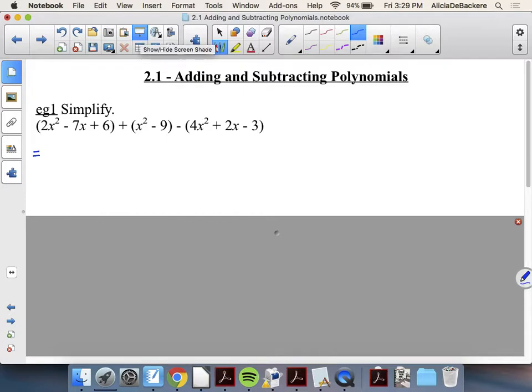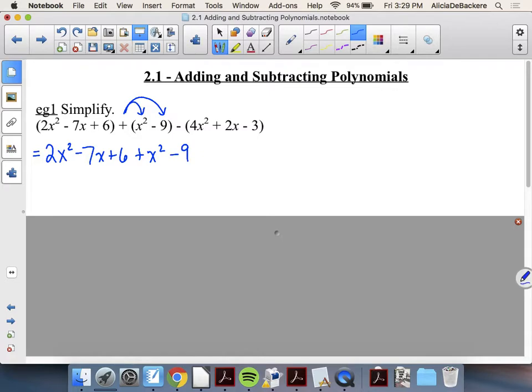So the first thing that I need to do to get rid of the brackets is to distribute the sign in front of the bracket throughout all of its terms. So here I'm adding all of these terms in the second bracket. So I'm just going to rewrite the first polynomial without the brackets. And then I'm going to add everything in the second bracket. So I'm adding x squared, and I'm adding negative 9. Now adding a negative is just the same as subtracting, so I can just write subtract 9.